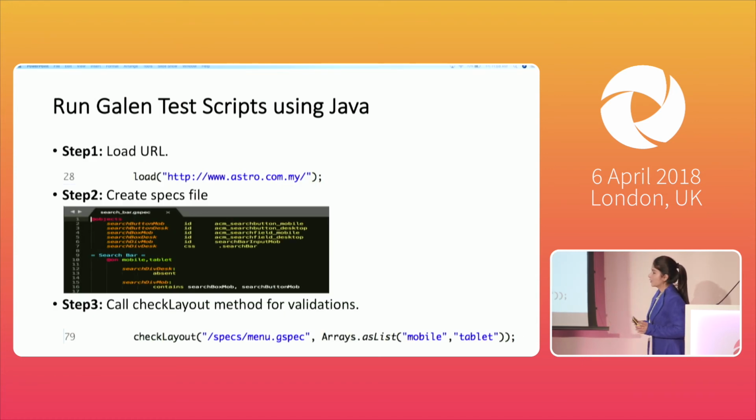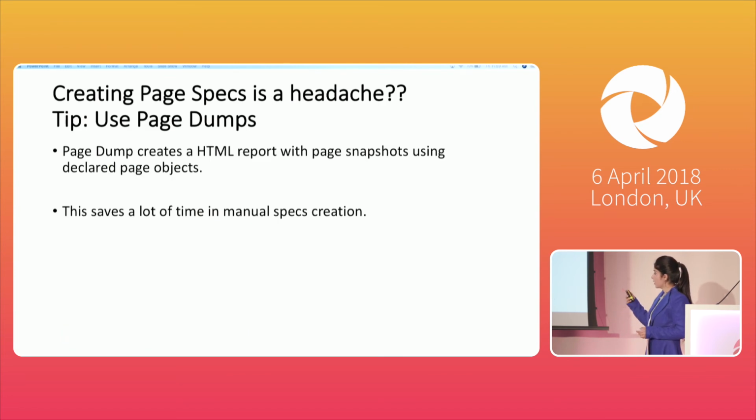So now I have created my Galen specification file. Now, how to use that specification file in my test scripts? Firstly, I load my URL. Second is creating the specification file, which we just discussed, the object definition and validation that I provide in the specification file. Then I call my check layout method, in which I give the path of the specification file, plus I give the tags mobile and tablet. So this is how my test scripts will work.